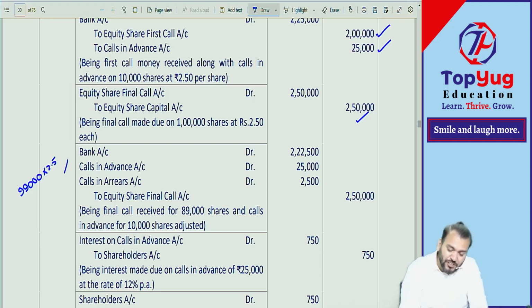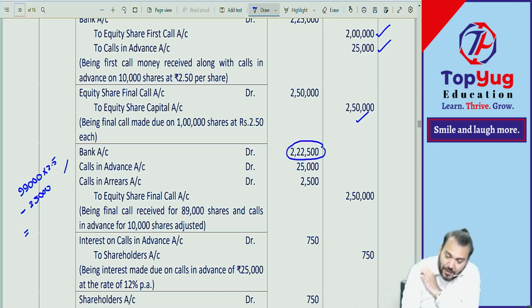Plus calls in advance will be adjusted. Correct? So it is minus 25,000. So how much is it coming? 2 lakh 22,500 it is coming. So bank account debit this much we have received. Calls in advance will be adjusted and calls in arrear will come 2,500. To equity share final call 2 lakh 50,000.